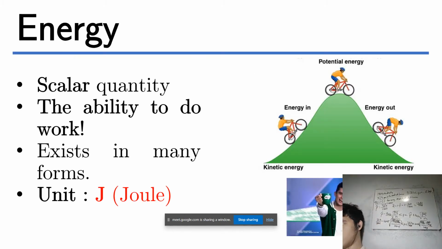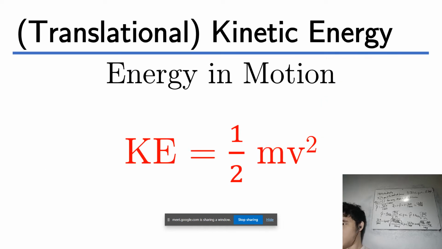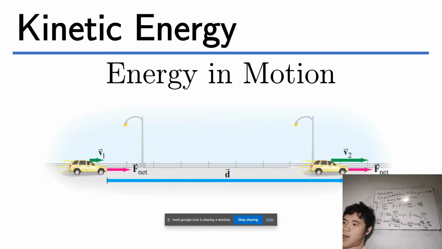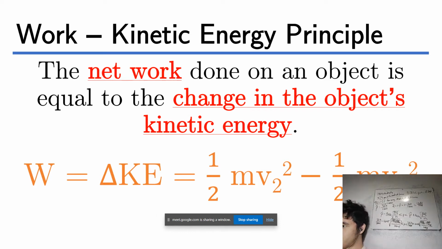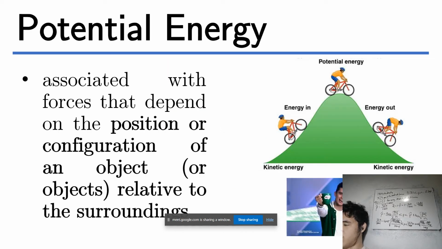And energy is a scalar quantity. The ability to do work. It exists in many forms. Unit is joules. Translational kinetic energy in motion, KE equals 1/2 mv squared, no? Delta KE is equal to the work done to an object to change its energy, which is equal to 1/2 mv2 squared minus 1/2 mv1 squared.